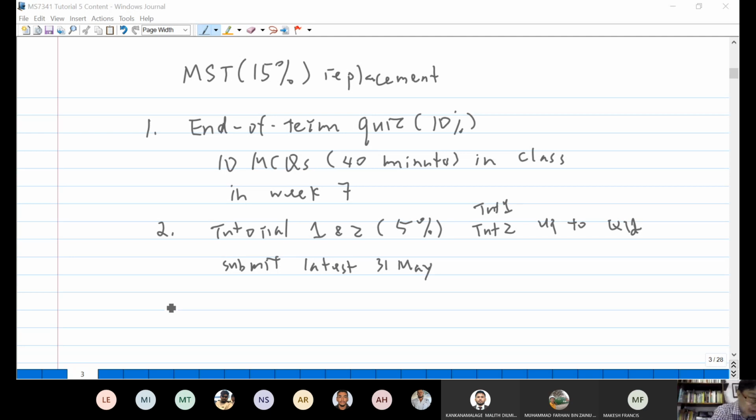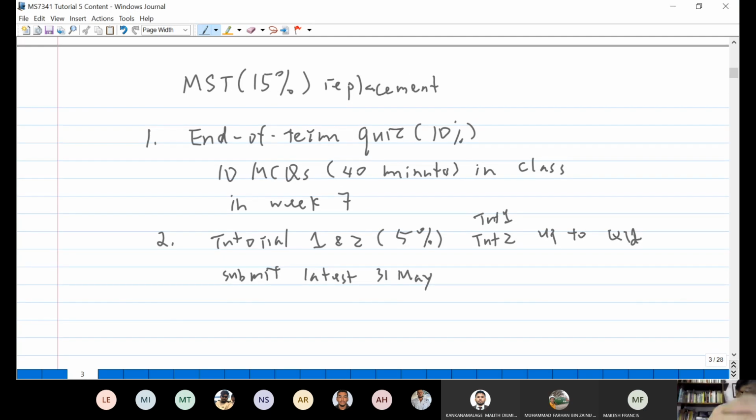And you have to turn on the webcam. Turn on the webcam so that I can see you working on the desk. So this is one requirement. I think most of the schools have this. You must turn on the webcam so that we can see you during the quiz.